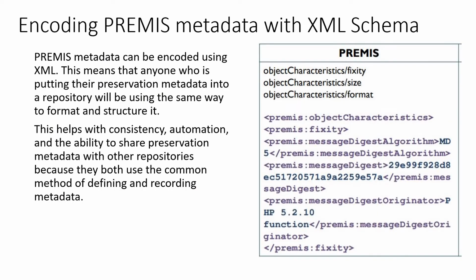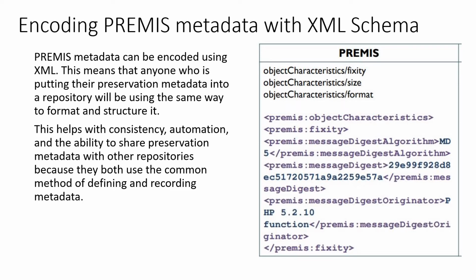Encoding PREMIS metadata. PREMIS metadata can be encoded using XML. This means that anyone who is putting their preservation metadata into a repository will be using the same way to format and structure it. This helps with consistency, automation, and the ability to share preservation metadata with other repositories because they both use the common method of defining and recording metadata.